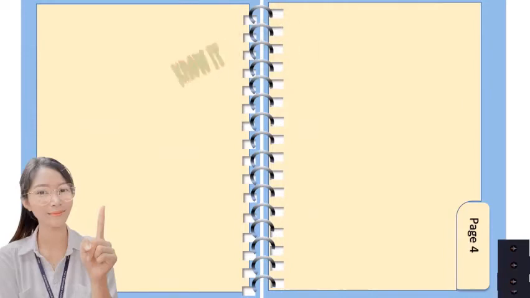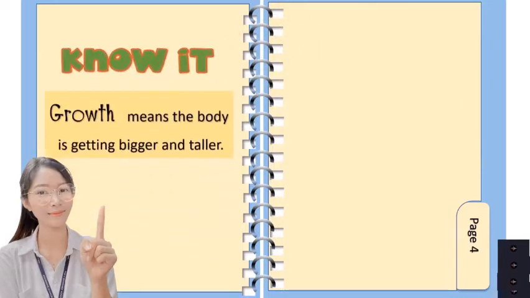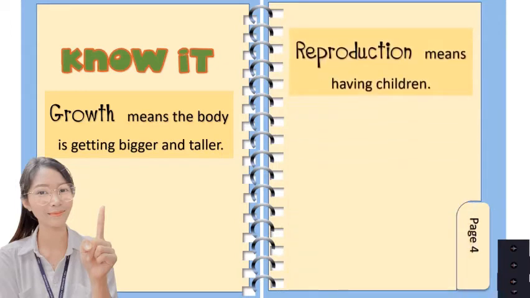Understand and remember these words. First, we have growth. Means the body is getting bigger and taller, like a baby. From a newborn baby to an adult, from a kitten to an adult cat, from a puppy to an adult dog. Growth. Reproduction. Reproduction meaning having children. For example, a mother can have a baby.